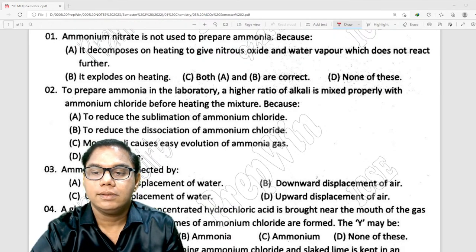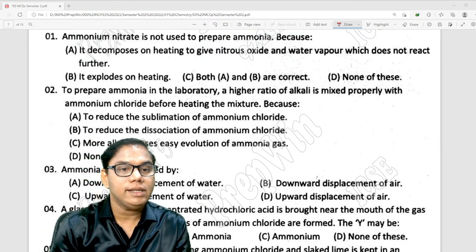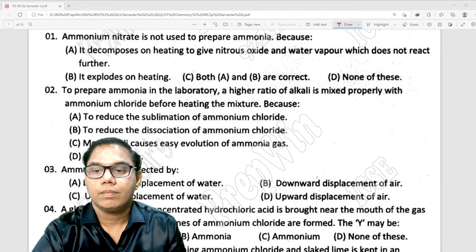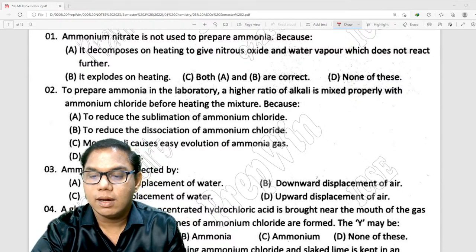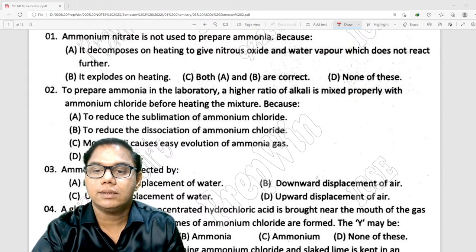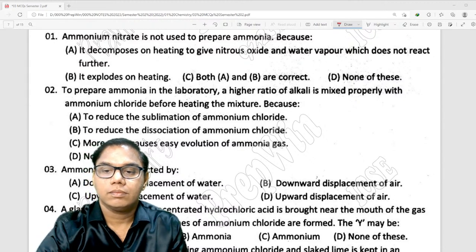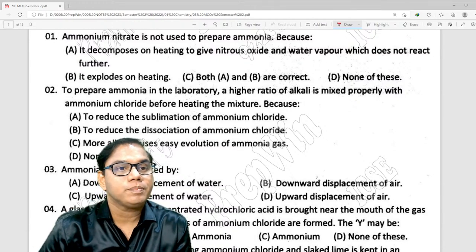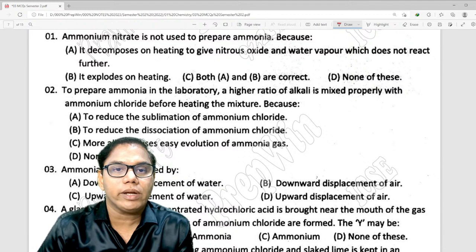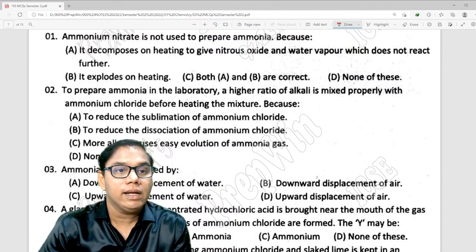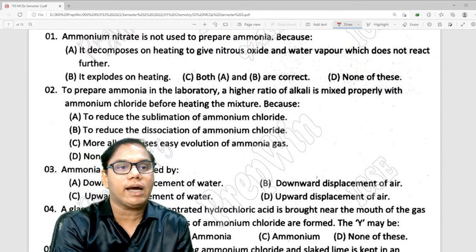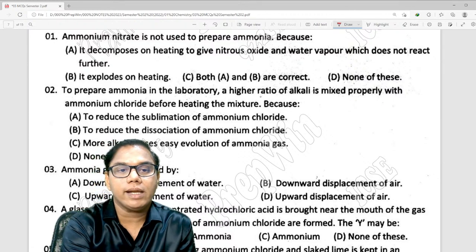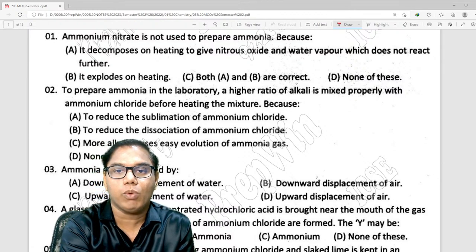Tell me, because of what? I want answers. Options: it decomposes on heating to give nitrous oxide and water vapor, which does not react; it explodes on heating; both A and B. Which one is the correct answer? Is it A, B, both A and B, or none of these?